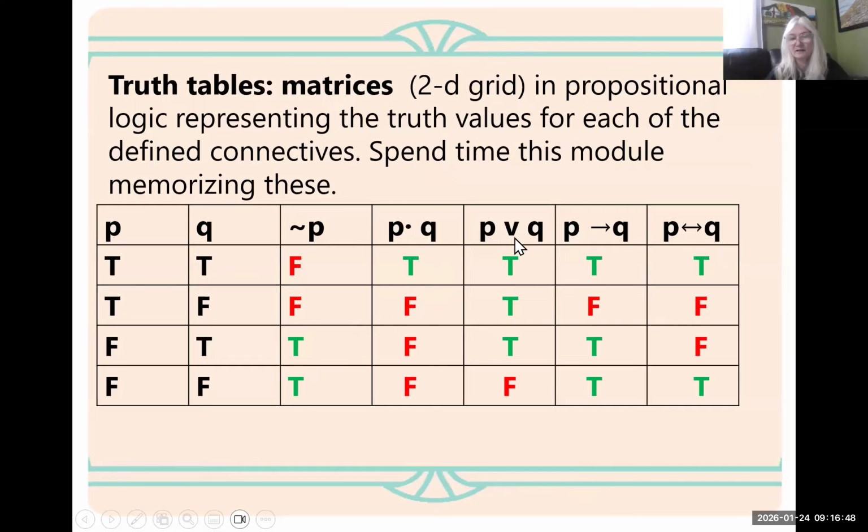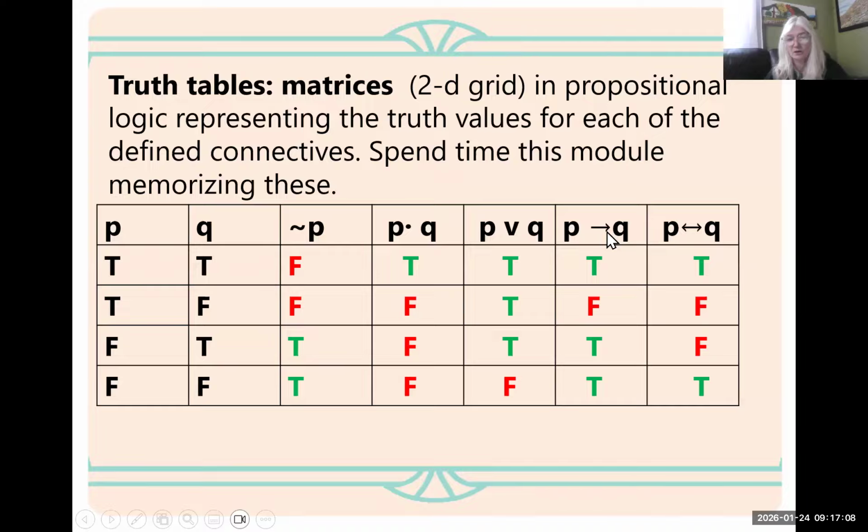The OR works like the OR did for the Boolean exercise. We have 1, 1, 1, 0. So this is what we call an inclusive OR. So it's true if both parts are true. It's true if either part is true. It's only false if both parts are false.